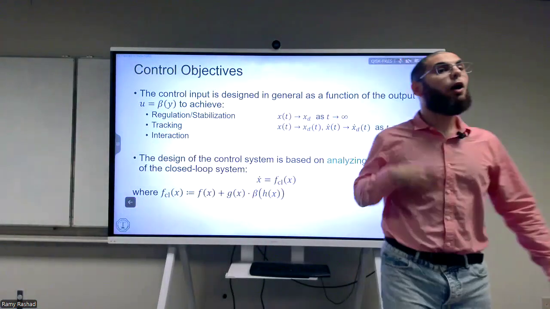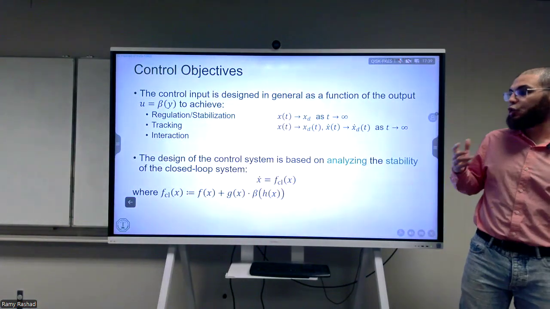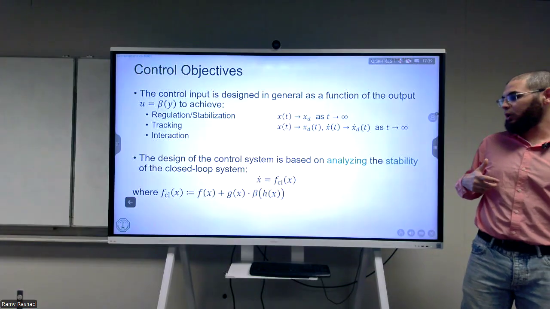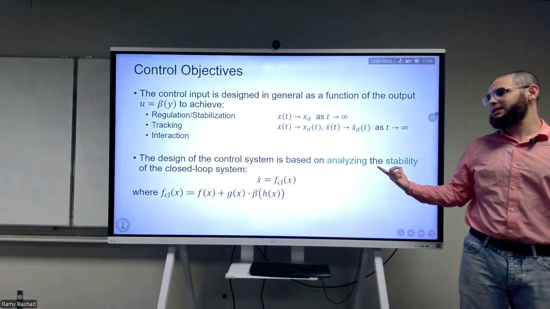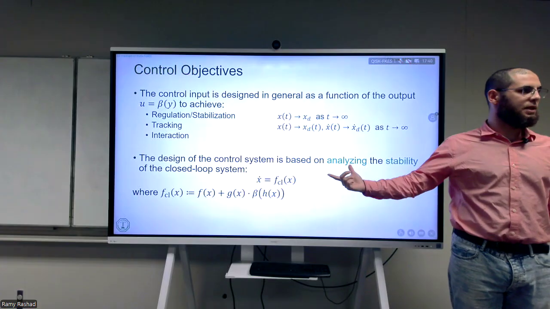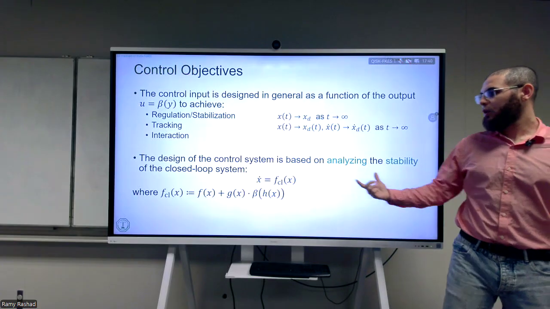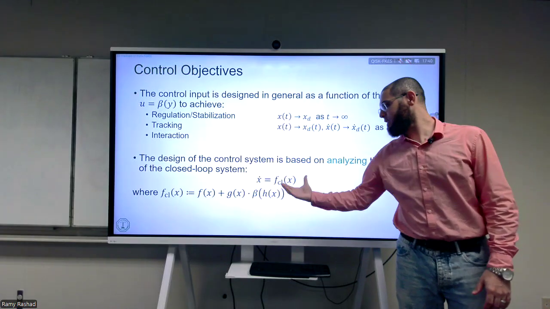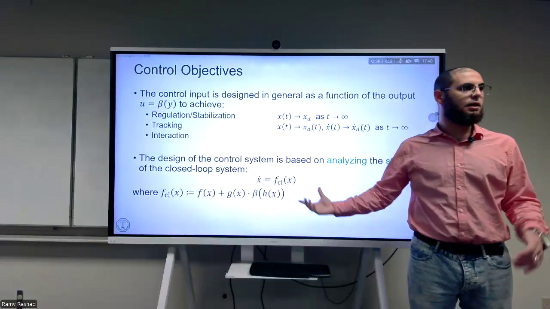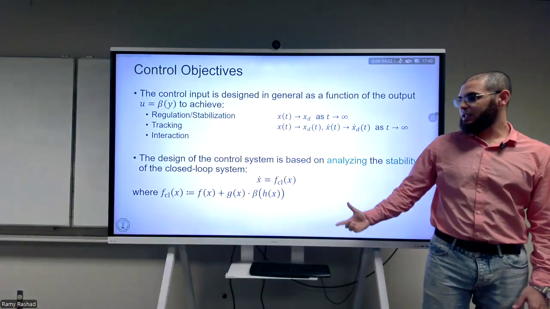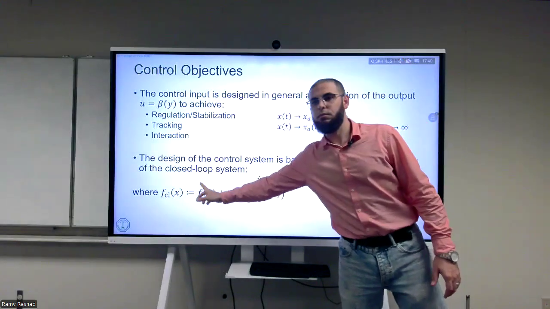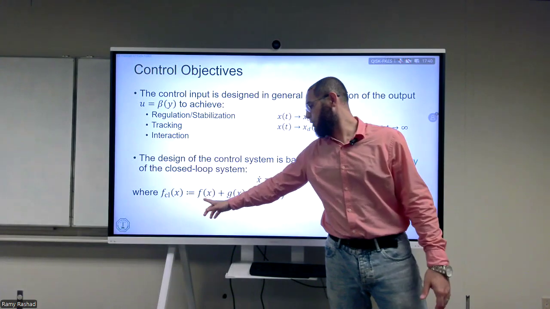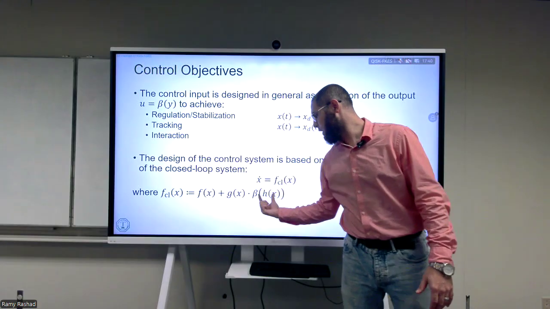Something about how we design the control law: the design of this control law is usually done through analyzing the stability of the closed loop system. And this is what we mean by a closed loop system. It's another f, so x dot is equal to another function of x. And this function of x is usually defined as the original f of x, the natural drift term of the system, plus the g of x multiplied.